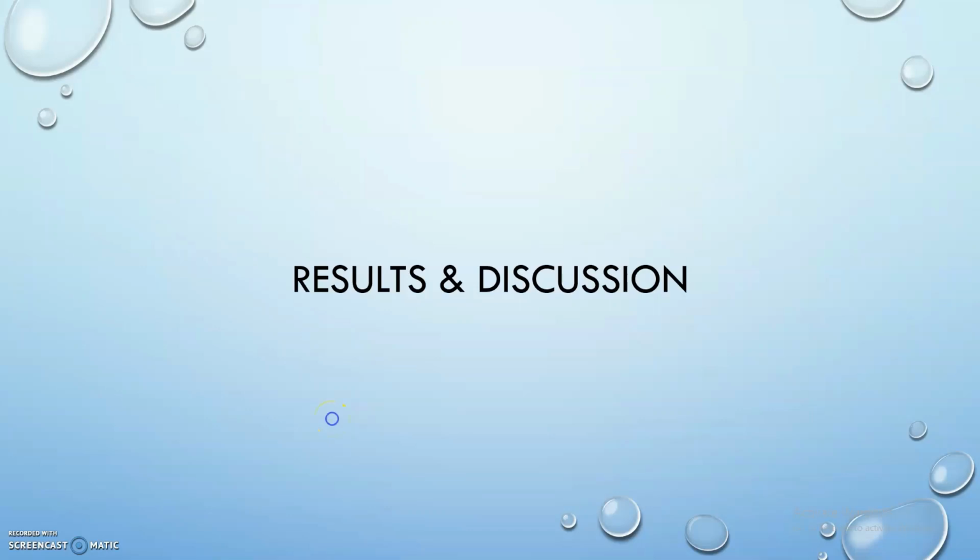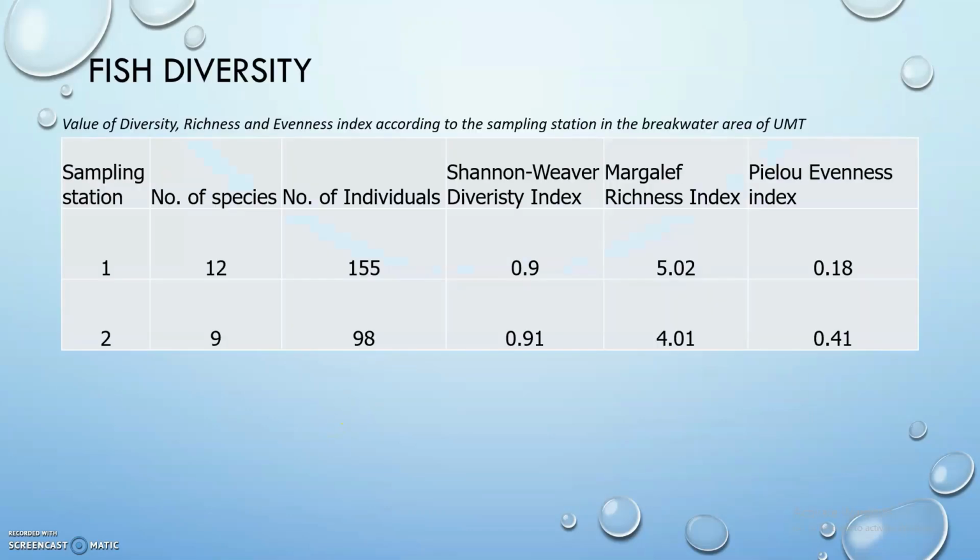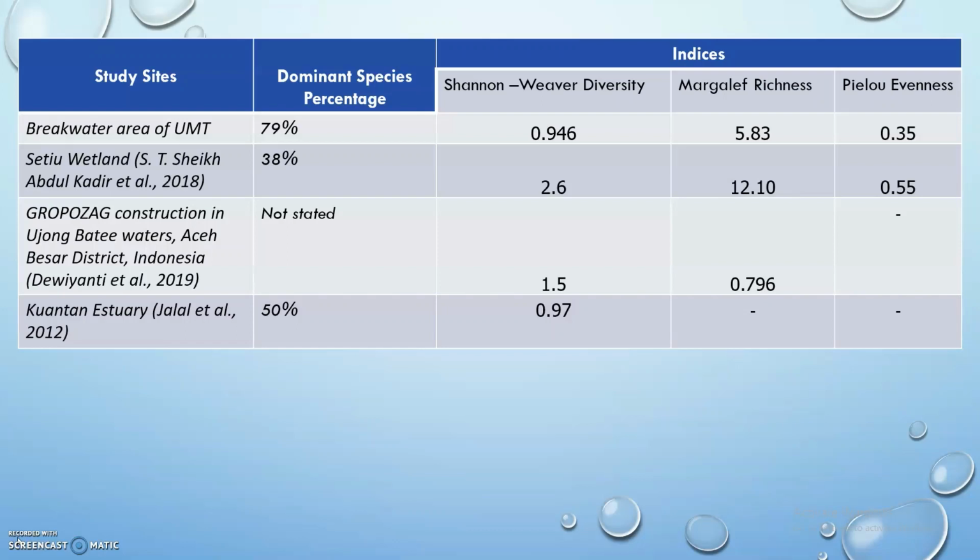For the results and discussion, on fish diversity, the table shows the values of the diversity, richness and evenness index according to the sampling stations in the breakwater area of UMT, sampling station 1 and sampling station 2. I compared the overall diversity index of my study with other studies on diversity and abundance. Based on the table, we can see that the breakwater area of UMT has the lowest value for diversity, richness and evenness index compared to other studies.